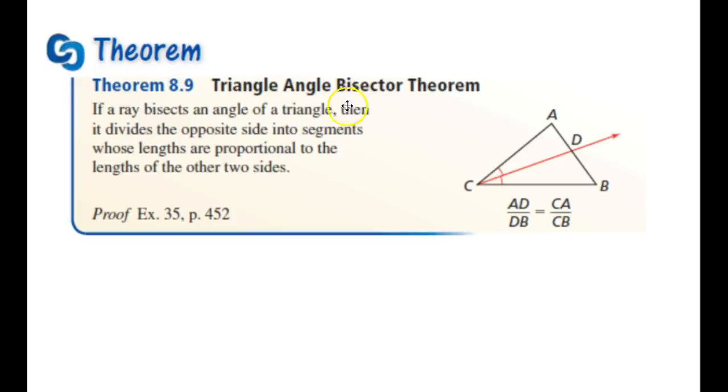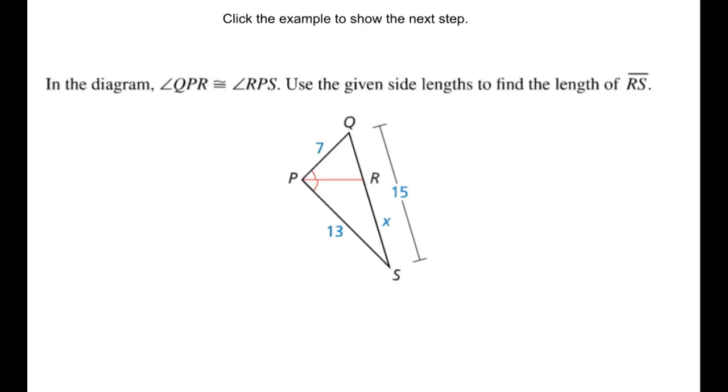So here's our next theorem. This is our triangle angle bisector theorem. If a ray, in this case CD, bisects an angle of a triangle, and remember bisect means cut in half, then it divides the opposite side into segments whose lengths are proportional to the lengths of the other two sides. So what we're really looking at is this side length AD over DB is equal to this whole leg divided by this whole leg. And this is only true if this line segment cuts this angle in half, if it bisects it.